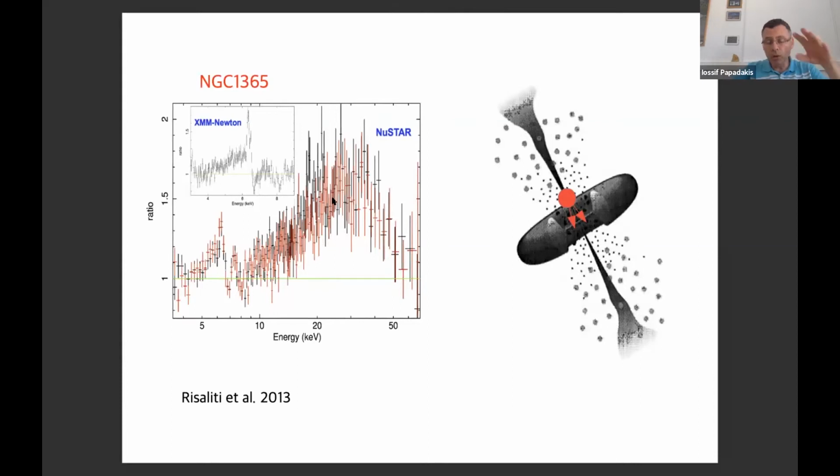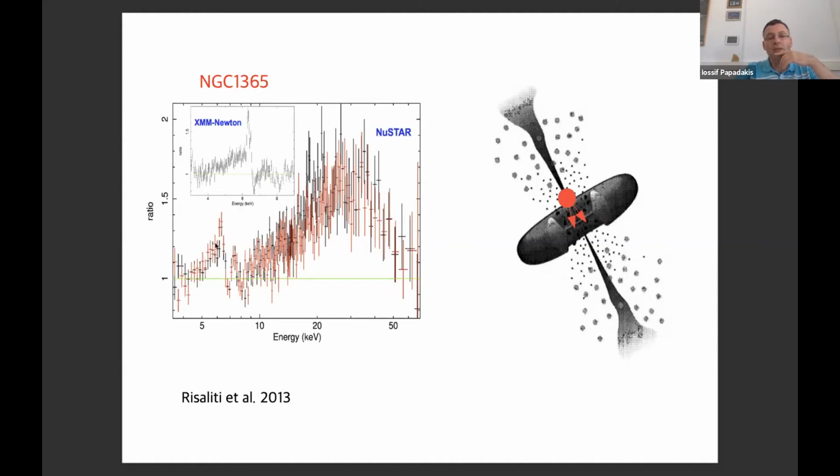And we also have another very interesting observational fact. What I'm showing here is the energy spectrum in X-rays, just X-rays from 3 keV up to 60, 70 keV, of this nearby Seyfert, NGC 1365. These are observations with NuSTAR. These are observations with XMM-Newton. Well, of course, XMM-Newton goes up to about 10 keV or so.